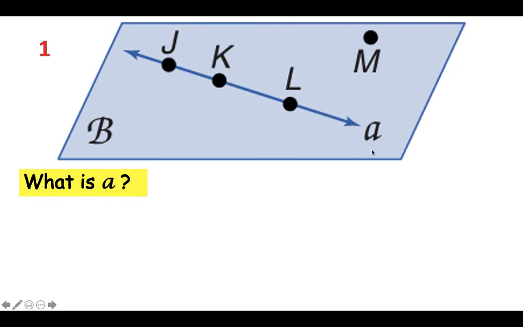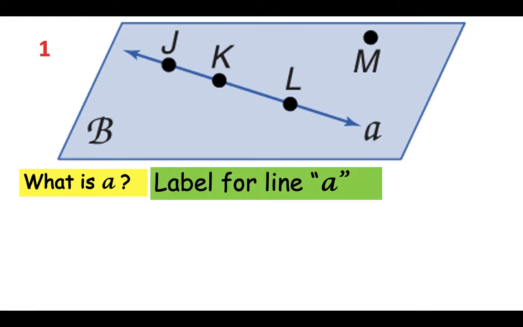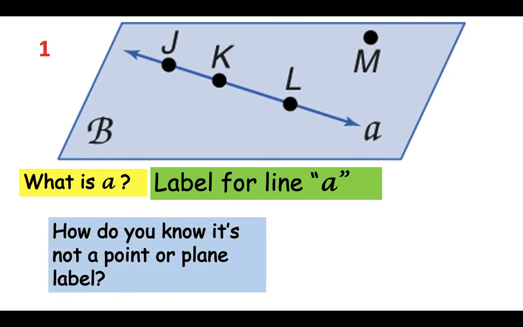Now, what about this A? This is a lowercase a right here. What do we use lowercase letters for again? That's the label for the whole line. Now, there are lots of different ways to label this line. We know that it's not a point or a plane because it's not a capital letter, right?